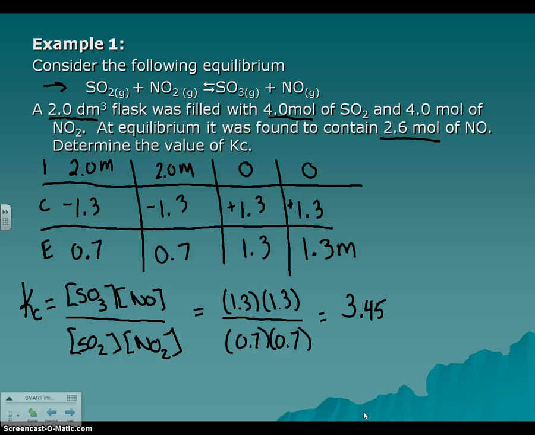What does this value mean, 3.45? Well, this tells me that since it's greater than 1, the reaction lies far to the right. It lies far to the product side. So it's pretty much going to completion. Not a lot of concentration of reactants when this reaction is done. Let's do another example.